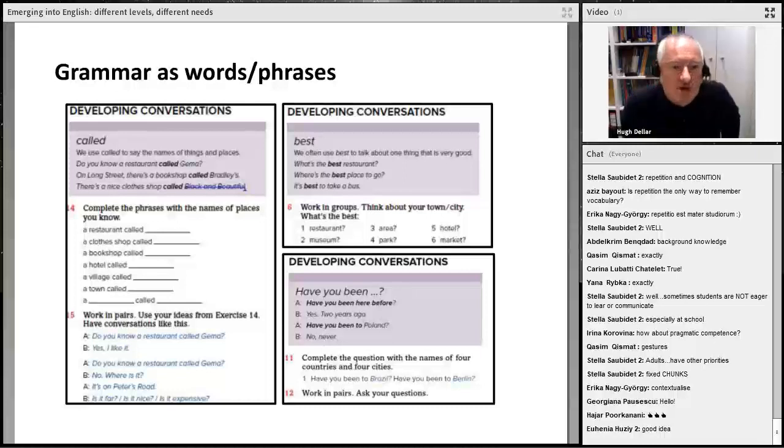So here are some examples. This is from the forthcoming Outcomes Starter level, Outcomes Beginner level. We use this section called Developing Conversations as a way of teaching things that you could think of as grammar, but we think of just as useful bits of language. So we have one called, okay?